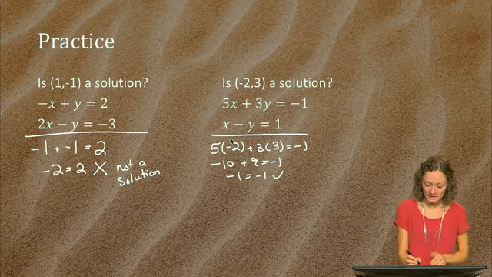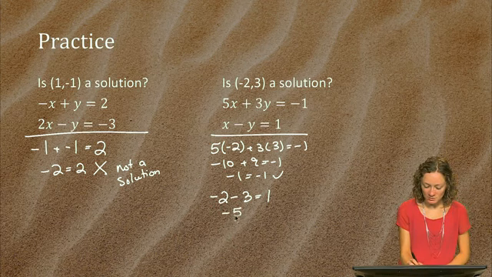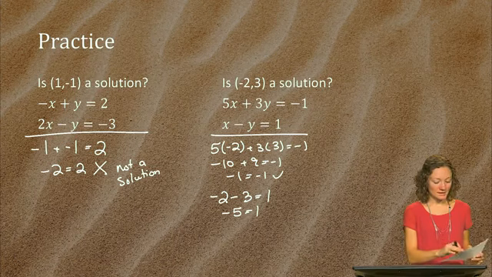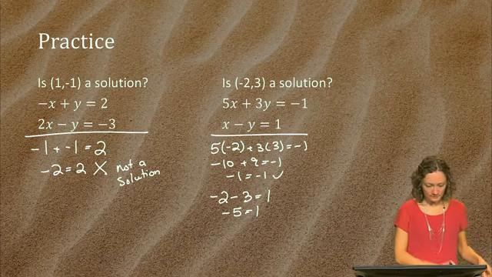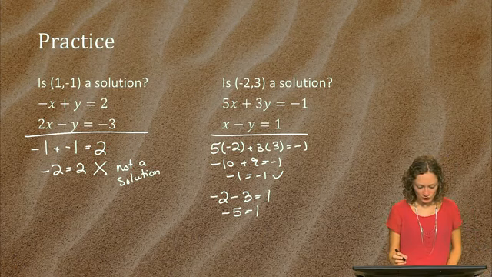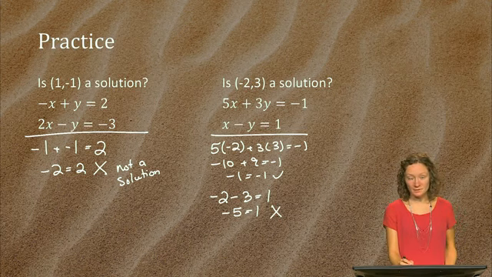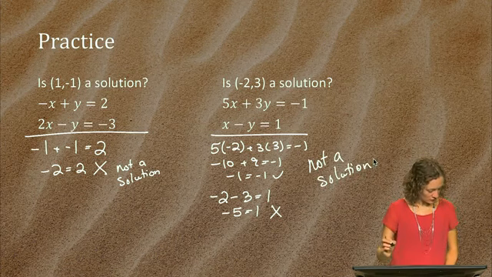So it worked for one. Let's test the other. Our x is -2 minus y is 3 equals 1. -2 minus 3 gives us -5. -5 equals -1 is not a true statement. So is this yes or no? What do you think? The answer is no. If it doesn't work for one of them, then it can't work for both. So this would also be not a solution.